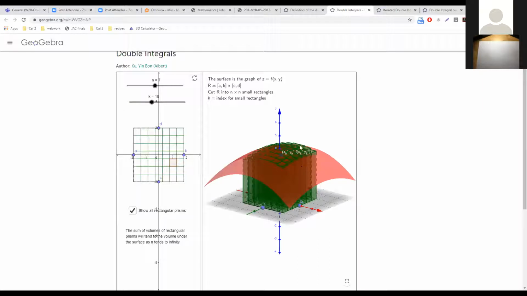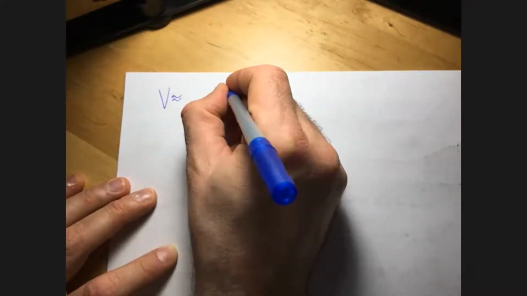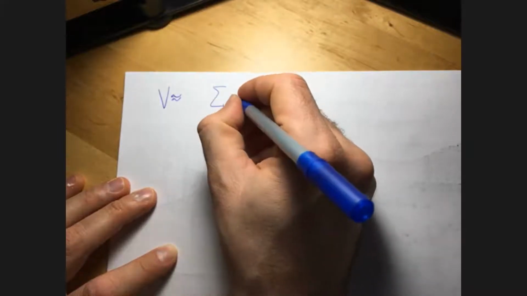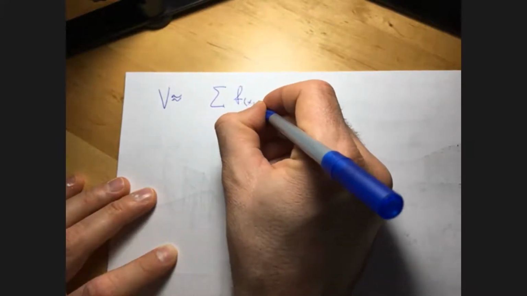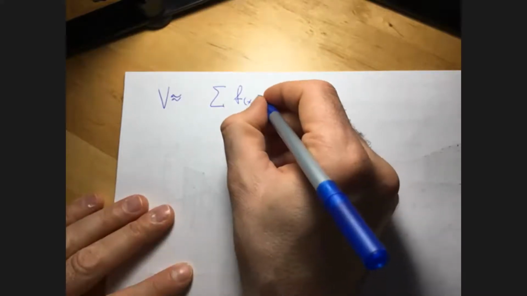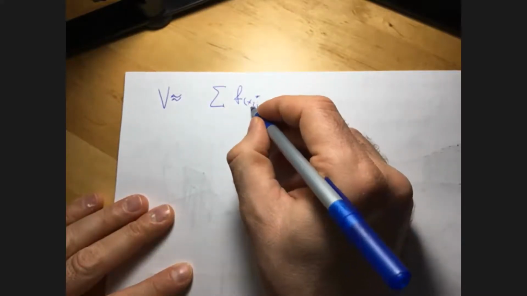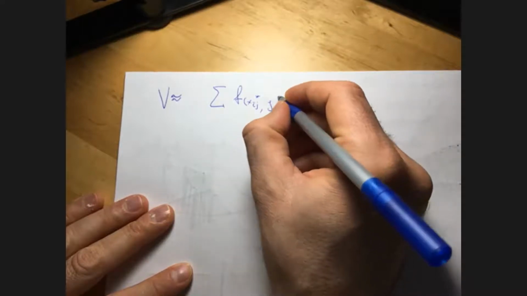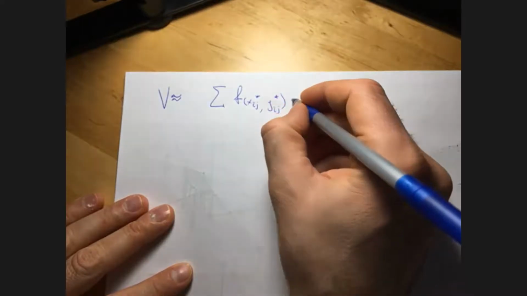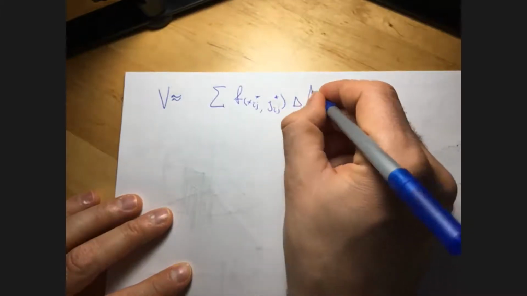This is how we approximate the volume under the surface. So what does that mean? That means that the volume under the surface is going to be approximately equal to the sum of a function evaluated in each rectangle, f of xij star, yij star, times delta Aij.